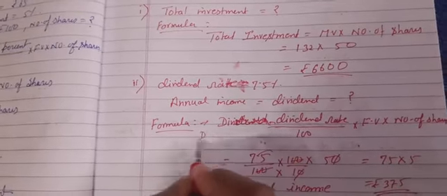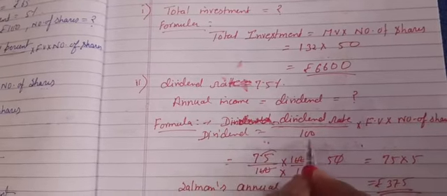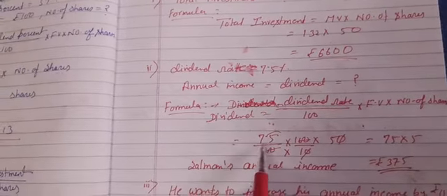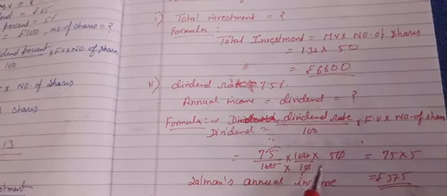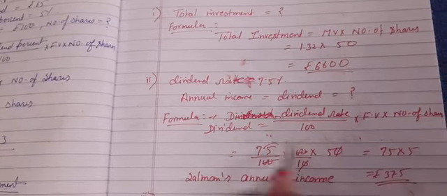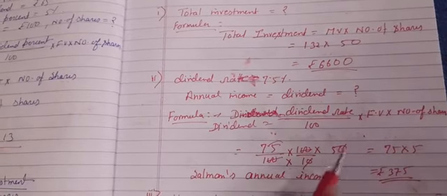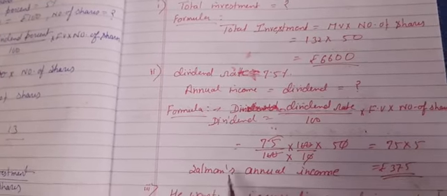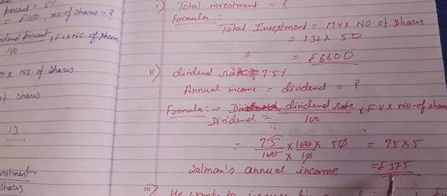I have written here dividend. Dividend is equals to dividend rate upon 100 into face value into number of shares. What is dividend rate? This is 7.5 upon 100, face value is 100 and how many shares are there? 50. So we calculated 100 cancel, the decimal is removed, and here was 1 digit after the decimal, so 0 cancels, and 75 fives are rupees 375. So Salman's annual income is his dividend and that is equals to rupees 375.